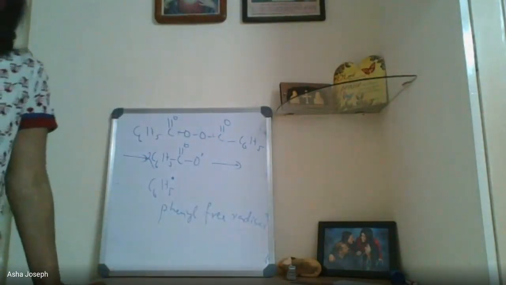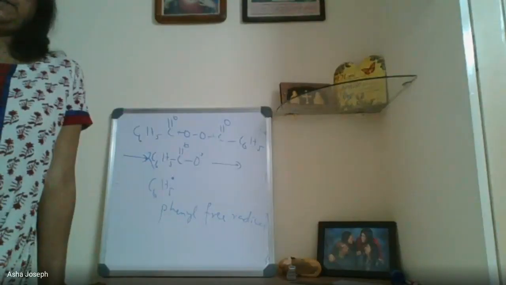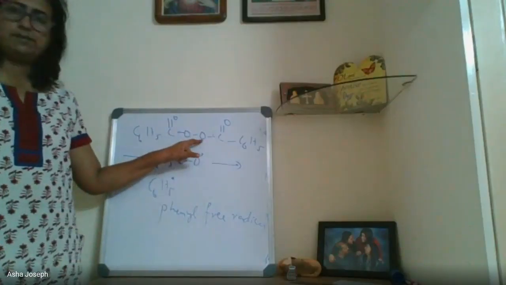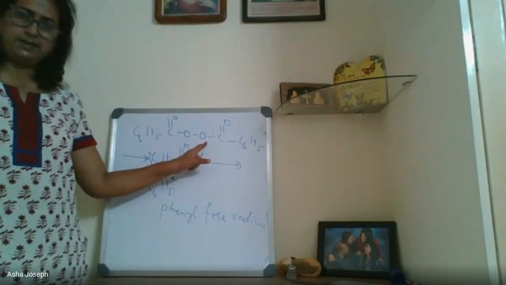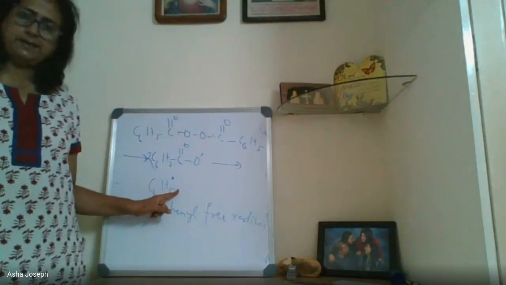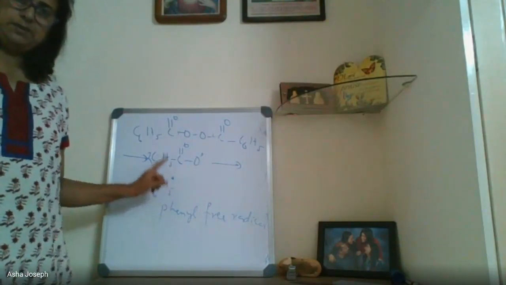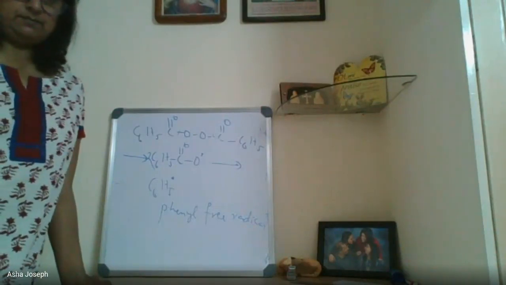This much clear? Ma'am, can you please repeat this? Yes. First step is, this is the catalyst we are adding. This is benzoyl peroxide, the catalyst. From the catalyst, you will get a phenyl free radical. That is the first step. Okay?